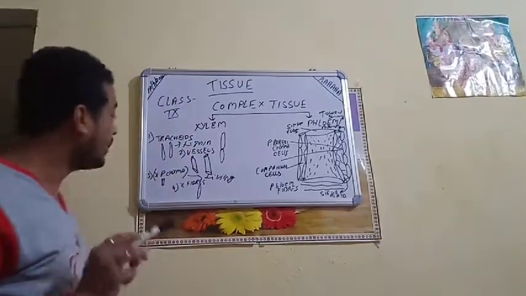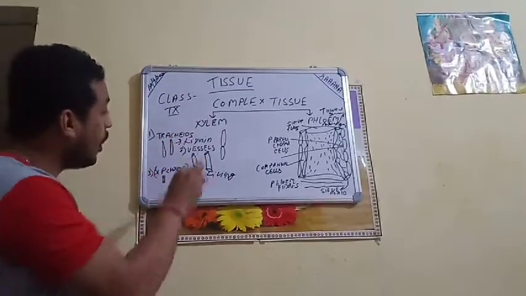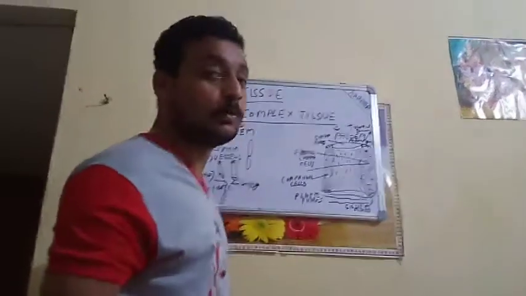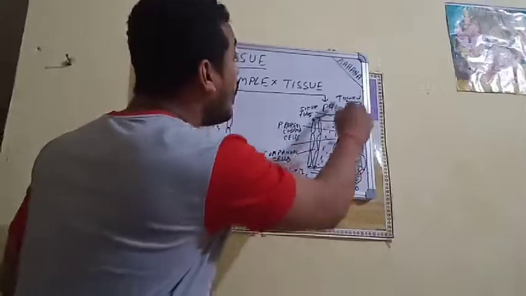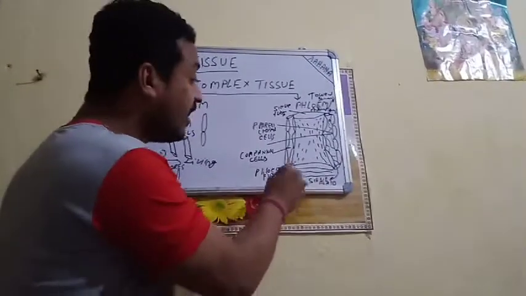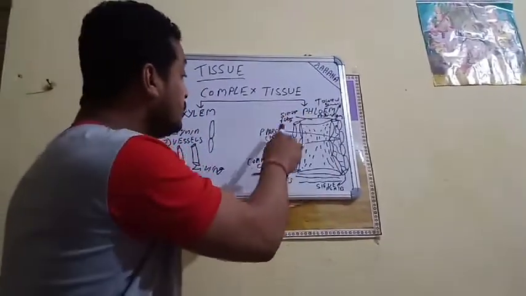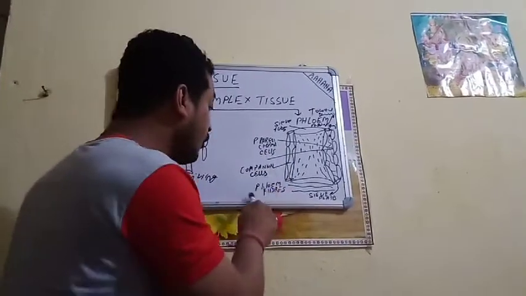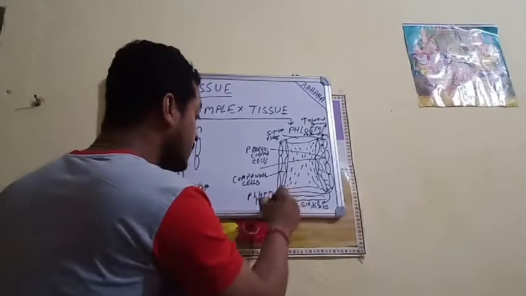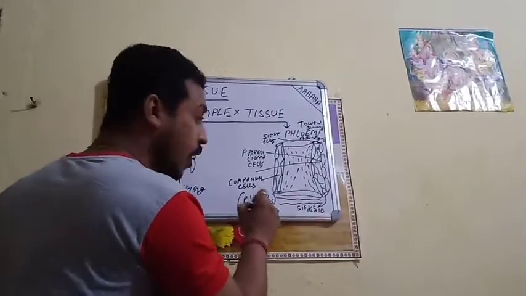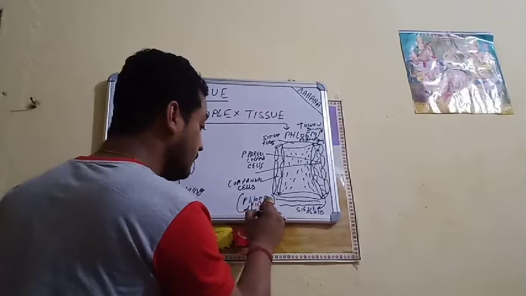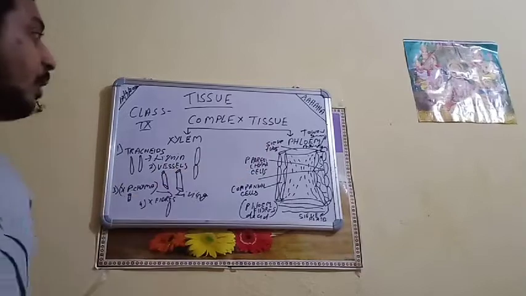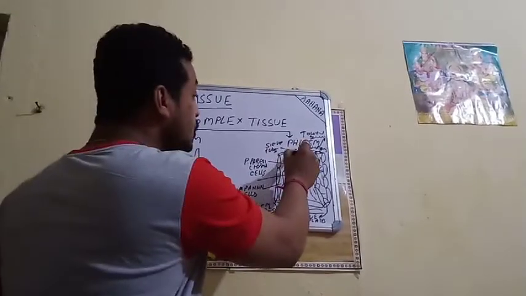Now, in xylem, as I said, except xylem parenchyma, all are made up of dead cells. But in phloem, the thing is just opposite. Except phloem fiber, all are living. Means sieve tubes, phloem parenchyma cells and companion cells are all living cells. Only phloem fiber is dead. Rest all are living.